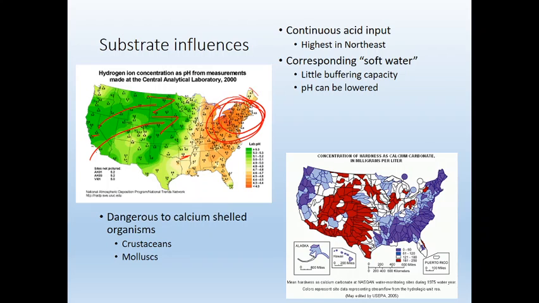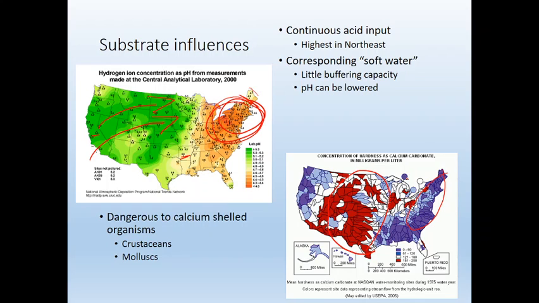So if you have this continuous input, here is basically the hardness of the water. And what we see is, these are the limestone areas where we have a lot of limestone and the water is really hard, meaning it has a lot of carbonate. And then the purple areas are the areas where there's a lot of granite and essentially the water is very soft. It doesn't have a lot of carbonate in it, so it can't buffer that much.